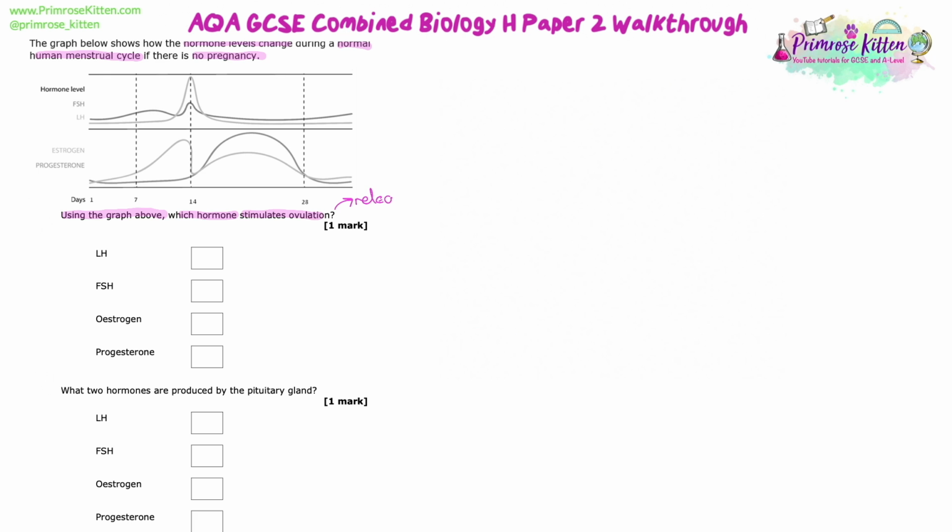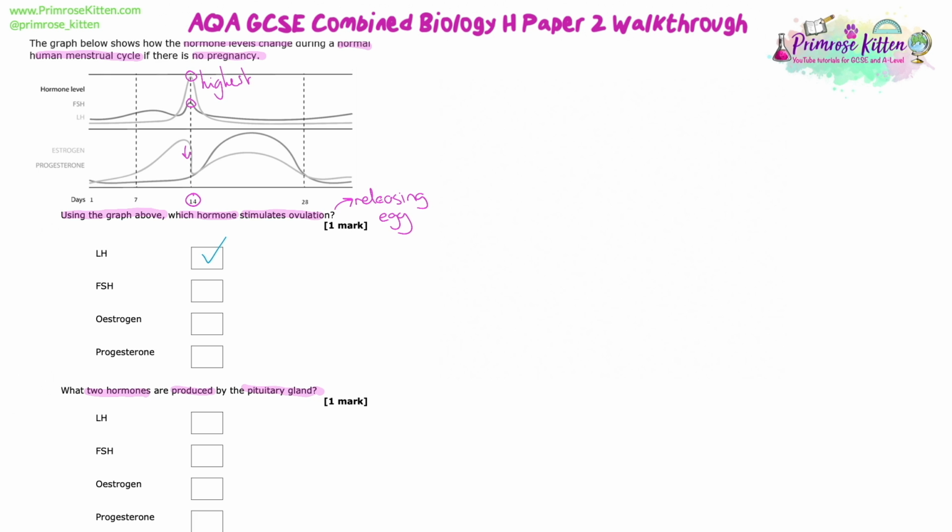We've got estrogen dropping, and then we have FSH and LH both have a peak, but the peak for LH is way higher. So it is LH that causes the egg to be released. Hopefully this is something you have learned and know, but that's how I would work it out from the graph as well, thinking, okay, that has the biggest peak, so that's causing what's happening on day 14.